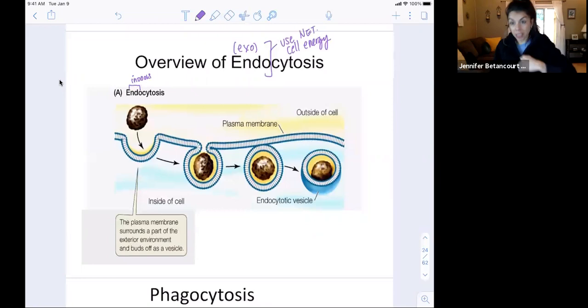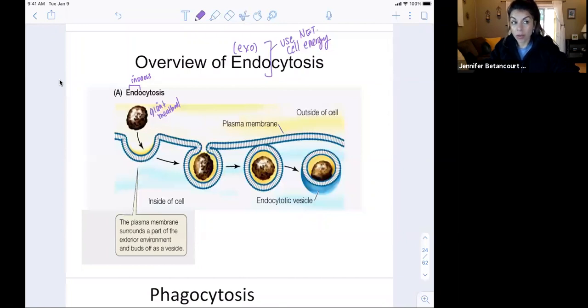Okay, so it's bringing stuff inside. And so here this cell is trying to eat this delicious meatball. And so it's too big to use a transporter protein. So this is a giant meatball, okay? Too big for a carrier protein, too big for any kind of transport proteins. It's too big. So what does the cell do instead?